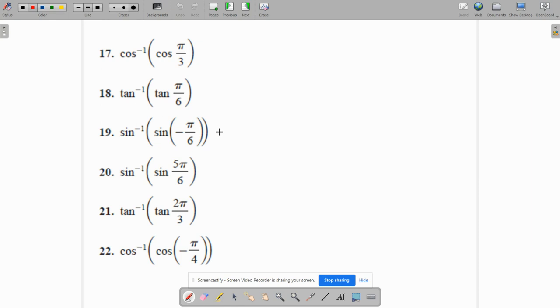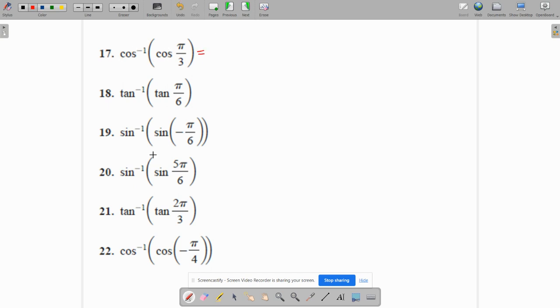Sometimes we will be asked some more complex questions, just asking you to evaluate something, but maybe there's two different trig functions. So, for instance, here, the inverse tangent of the tangent of pi over 6, or the inverse sine of the sine of 5 pi over 6. And sometimes the mistake that we make is a lot of times people will say, well, oh, inverse cosine and cosine, this must equal pi over 3.